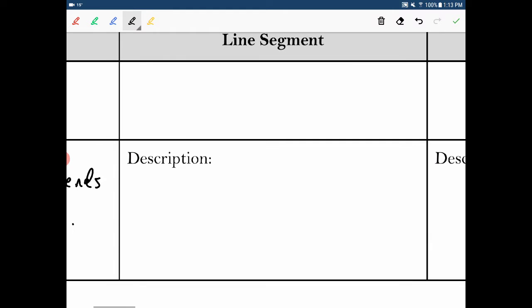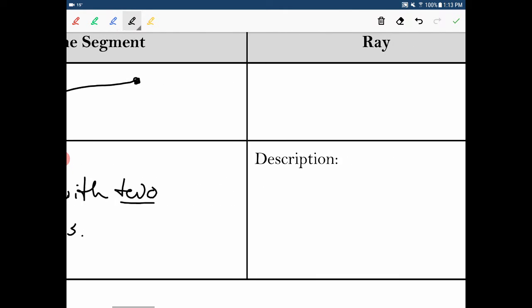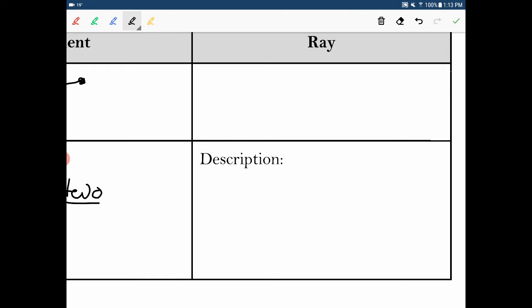A line segment, on the other hand, is going to be exactly the same thing, except we put little circles on the end like this to show that it has a beginning and an end. So it has two endpoints. So it's a line with two endpoints. All right, it has a beginning and an end. So that's a line segment. You could kind of figure that out from the name. It's a segment of a line.